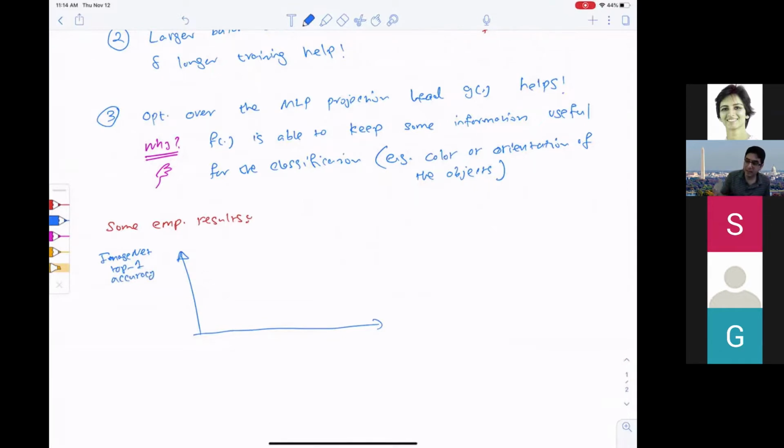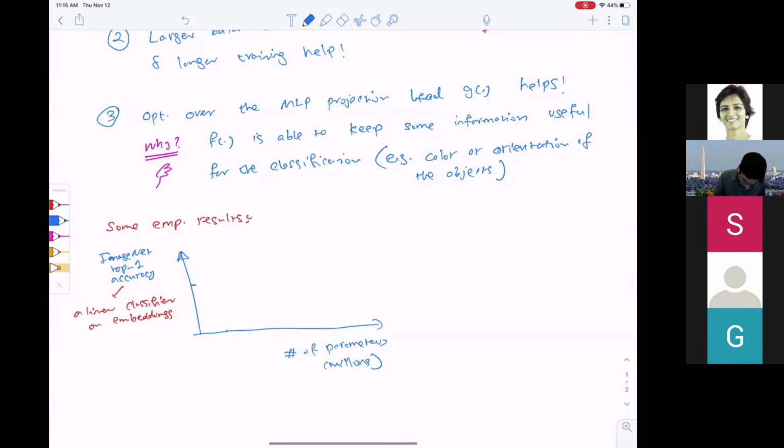When a linear classifier is trained on top of the embeddings, that's the evaluation that we have. So a linear classifier on embeddings, that's the evaluation metric that we have. And on the x-axis, they look at the number of parameters in the model.